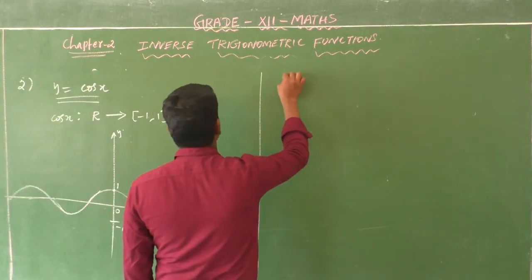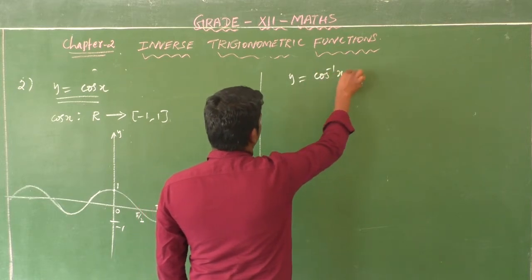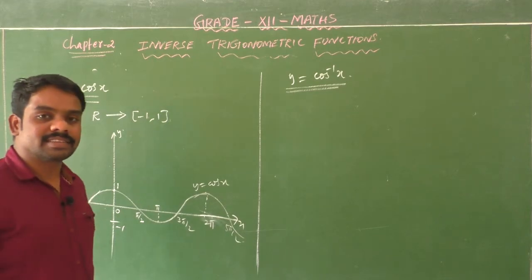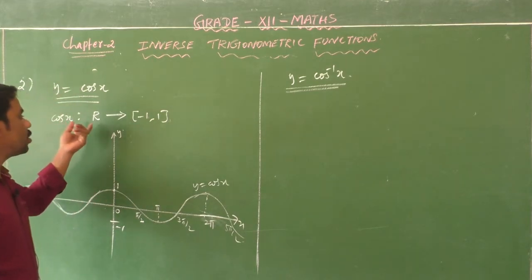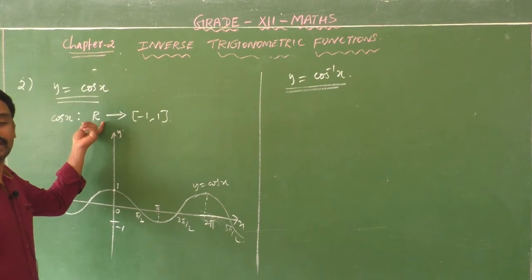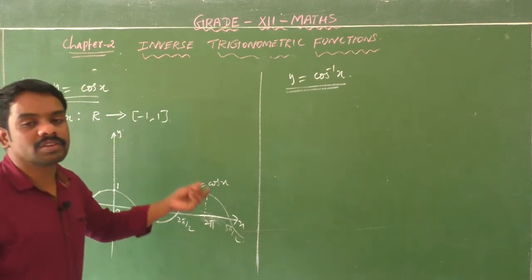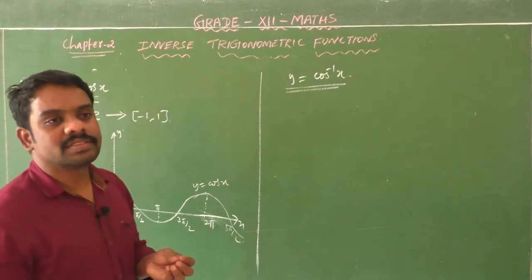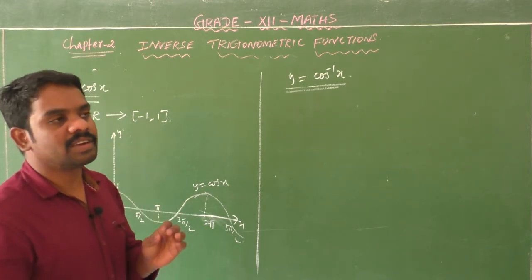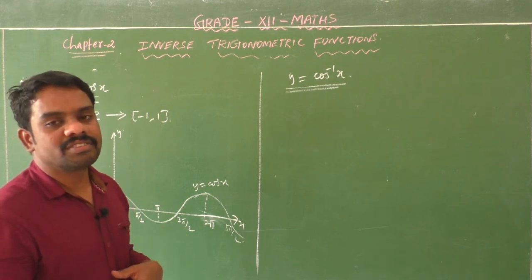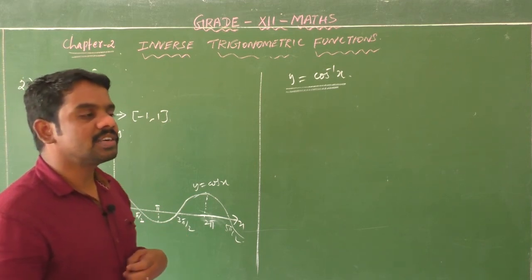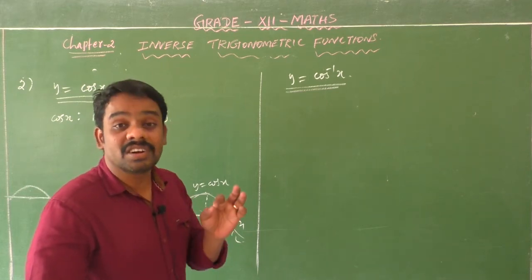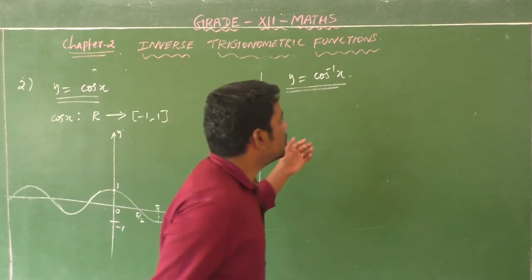And now y equal to cos inverse x. Here the domain of cos x is the set of all real numbers and the range is the closed interval minus 1 comma plus 1. On the inverse concept, the inverse exists only for a bijective function. If the function is bijective, then f inverse exists. If the function is not one-one and onto, then f inverse does not exist. So here, y equal to cos inverse x.